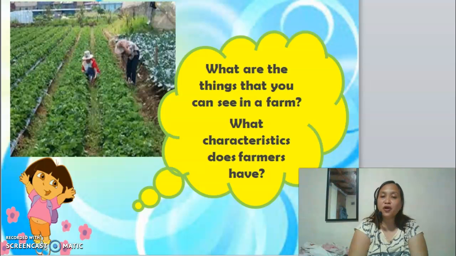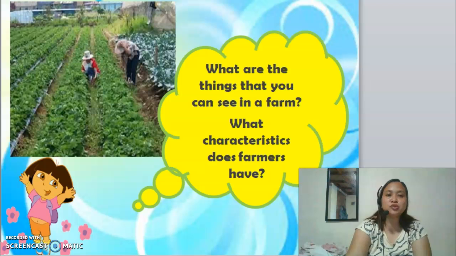Now, what are the things that you can see in a farm? Plants, farmers, and so on. Now, what characteristics do farmers have? Yes, correct. They are very industrious. Without farmers, we can never have something to put on our table. Can you name the thing that is color white and gives us energy? Yes, very good. So that's the rice.